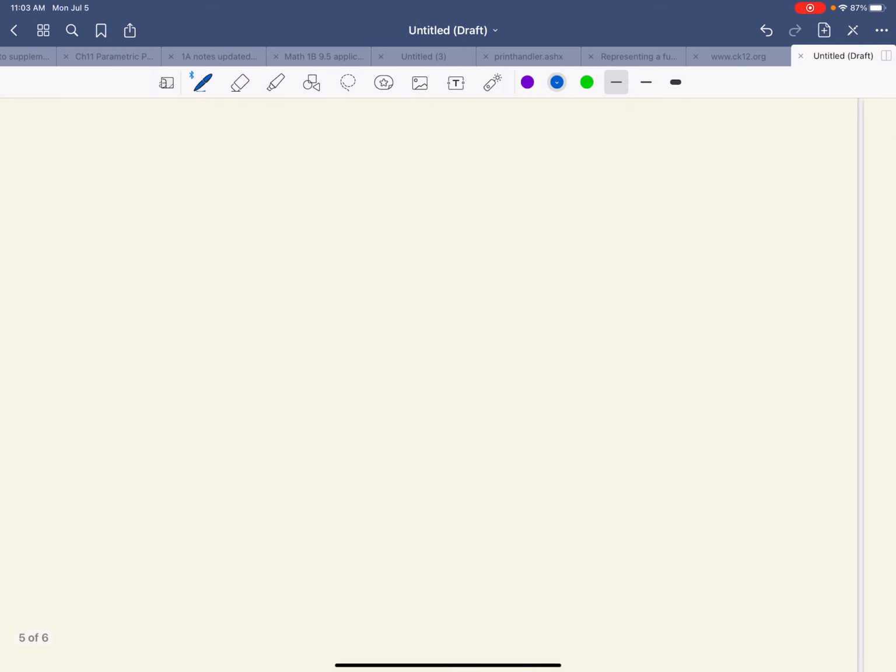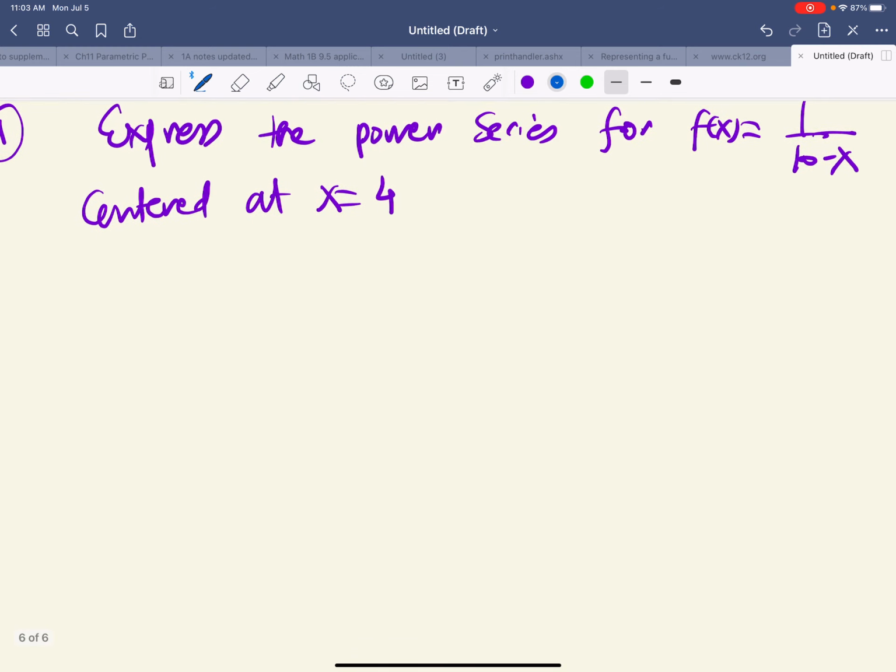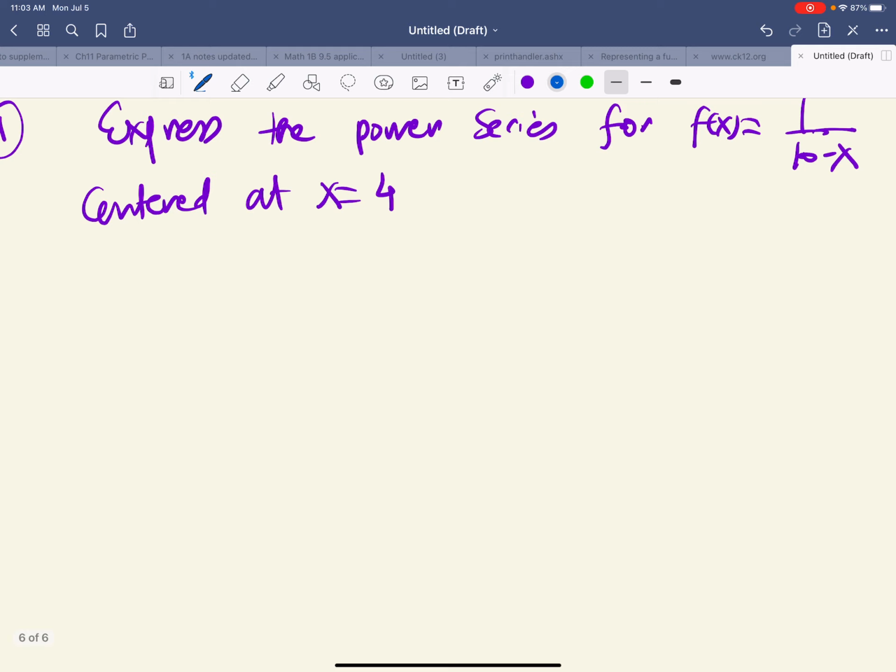Let's check out another example. We want to express the power series for f of x is equal to 1 over 10 minus x with center at x equals 4. So we're choosing a center x equals 4. I'm going to go ahead and try to rewrite it. That means I need to get 1 over 1 minus x minus 4. That's my goal. Somehow I need to get to this point. Only then the center would be x equals 4.